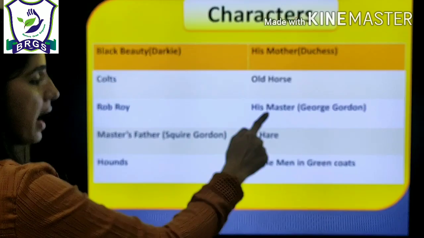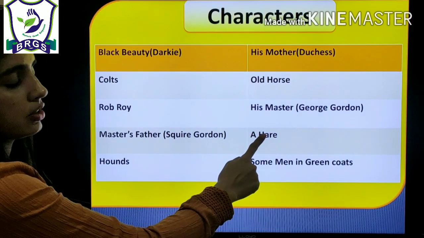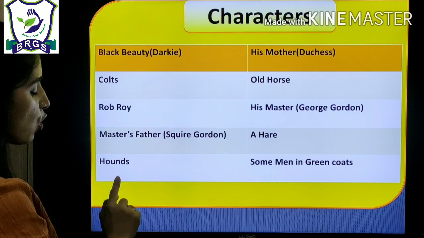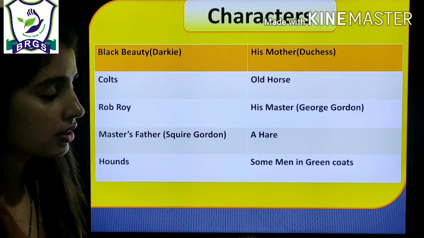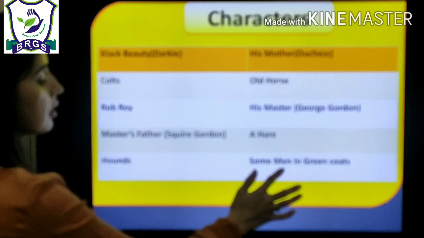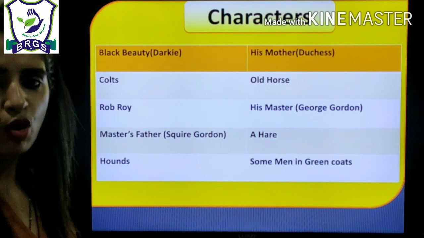Rob Roy's master and some men wanted to hunt. Even the dogs were also chasing the hare. They also wanted to hunt. That's it. They all want only this hare. I hope you got it.